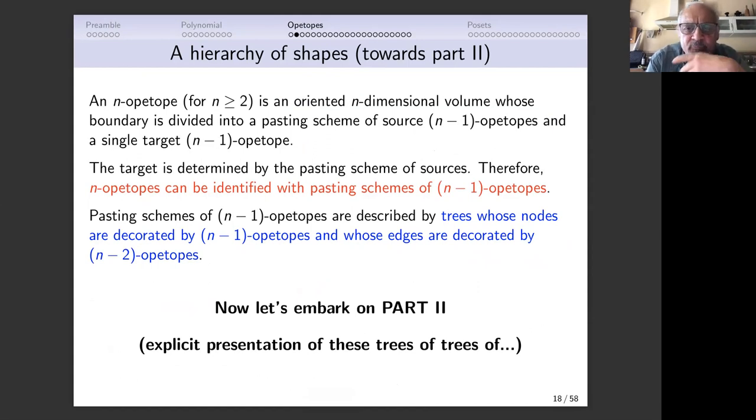So the summary of this very brief introduction to polynomial monads says that an n-opetope is an oriented n-dimensional volume whose boundary is divided into a pasting scheme of source n minus one opetopes and a single, having a single target n minus one opetope. It happens that the target is determined by the pasting scheme of sources. So the target somehow can be omitted or reconstructed. So n opetopes actually can be identified with pasting schemes of n minus one opetopes. This is an important part of the combinatorics of these things. And n opetopes are described by trees whose nodes are decorated by n minus one opetopes and whose edges are decorated by n minus two opetopes.